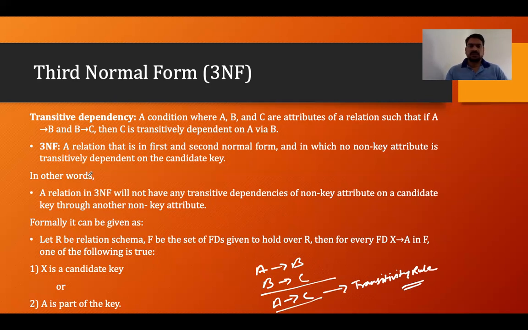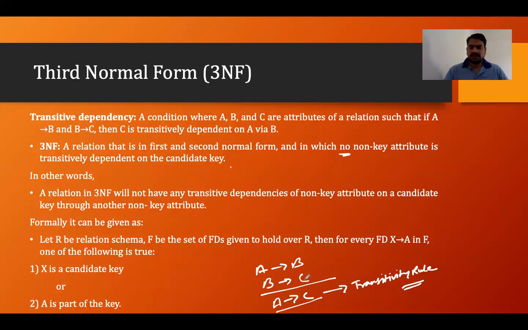Now what third normal form says is that a relation that is in first and second normal form, in which no non-key attribute is transitively dependent on the candidate key. It says that there should be no non-key attribute transitively dependent on the candidate key.